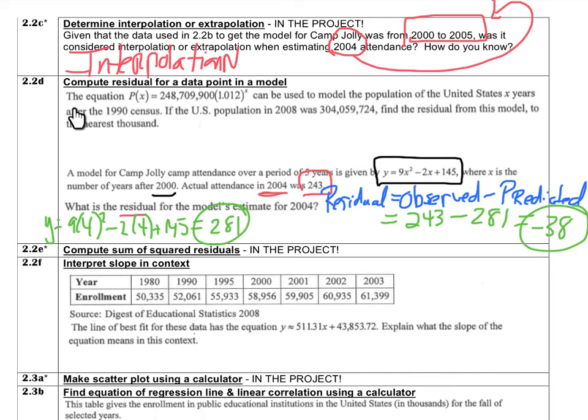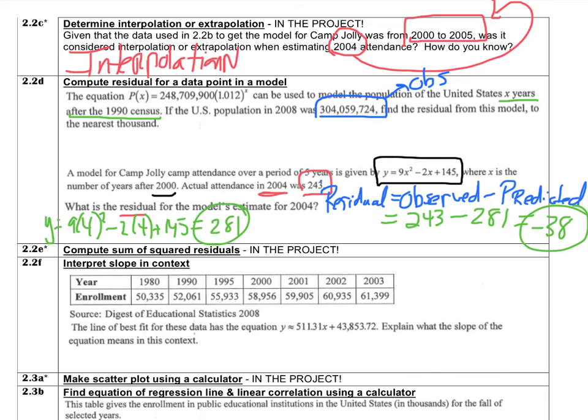Now let's go back to this example. Here's an equation. This is an exponential equation. It looks like it's growth. It can be used to model the population of the United States X years after the 1990 census. If the U.S. population in 2008 was this right here, find the residual for this model. So we're going to use the same definition. Residual, again, is observed minus predicted. So in 2008, this was the actual population. So what we have here is the actual observation.